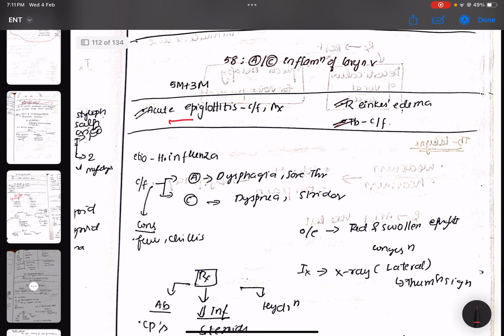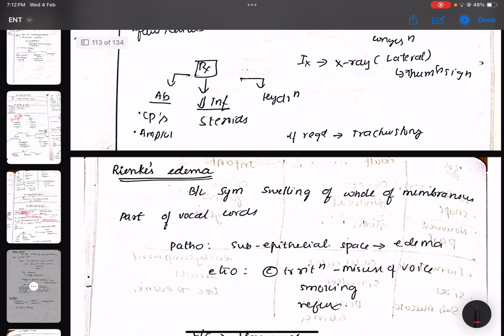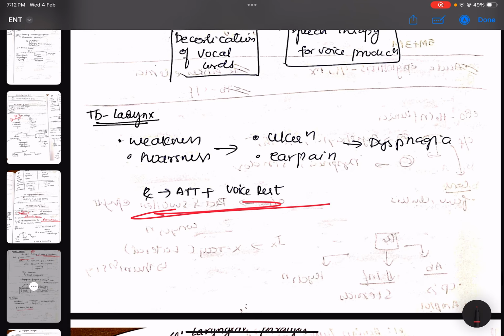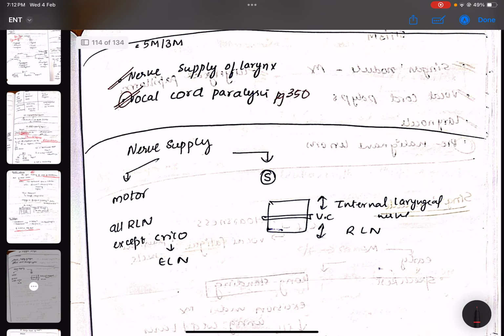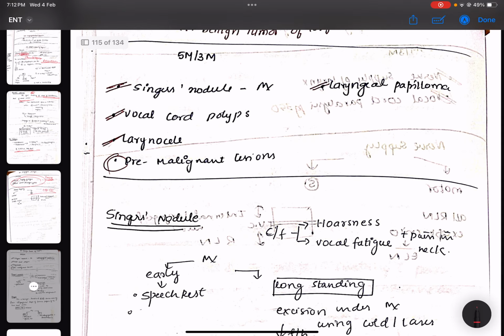Again, acute epiglottitis, one important thing is, obviously, you remember about the thumb sign, which you see on X-ray. And also, you have to secure the airway. Otherwise, you might collapse hemodynamically also. And also, if you want, you can give the infection treatment. Again, here, Reinke's edema. Study TB larynx. Again, major thing is this. For MCQ, it's a short question, but I have not seen many questions being asked. Even as a CBQ, I have not seen nerve supply of larynx being asked. But if you want to study, you can always study.